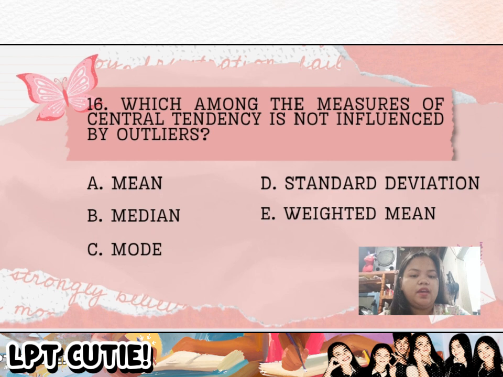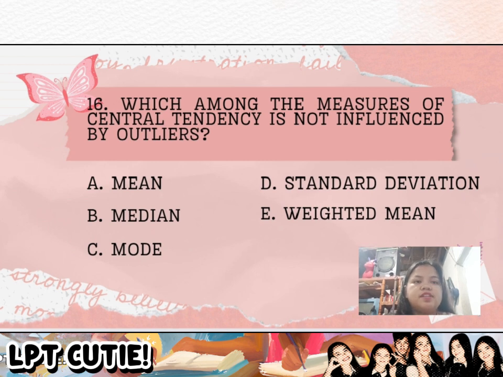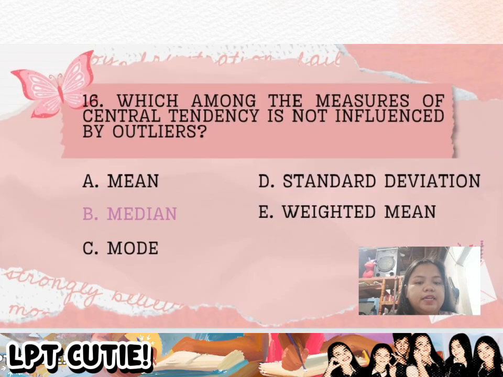16. Okay, which among the measures of central tendency is not influenced by others? Again, the measures of central tendency. Is it letter A, mean, B, median, letter C, mode, letter D, standard deviation, or letter E, weighted mean? So what do you think is the correct answer? Okay, very good. It's letter B, median.